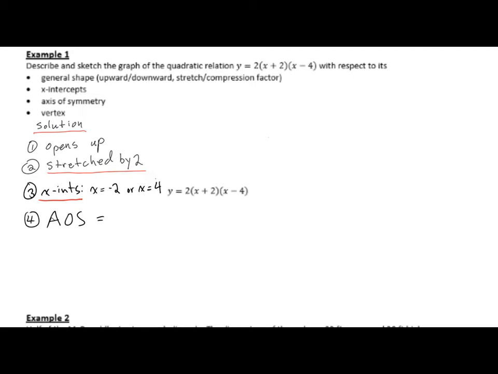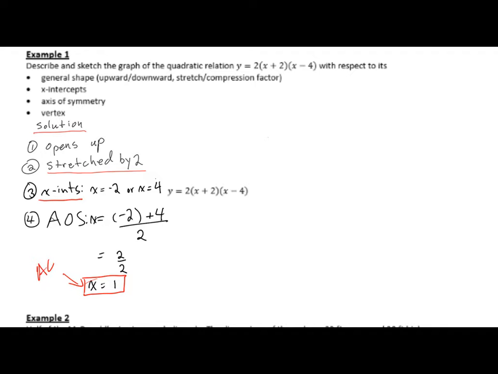Now the AOS is x equals, well, we just add those 2 numbers together. So we have -2 plus (4) divided by 2. If 4 was negative, I'd make sure that was in a bracket too. So we end up with 2 over 2, which is equal to 1. Now that we've gotten to that stage, we have x is equal to 1.